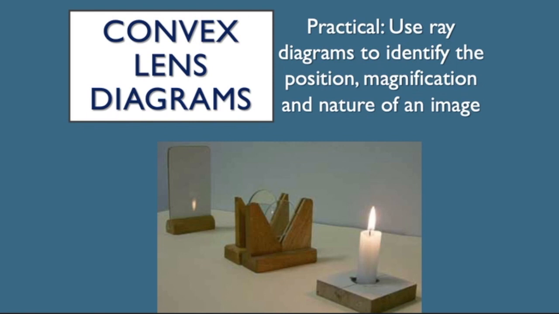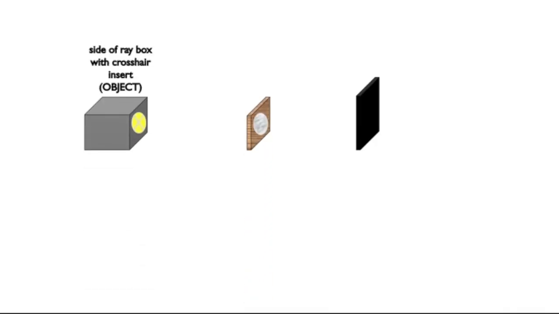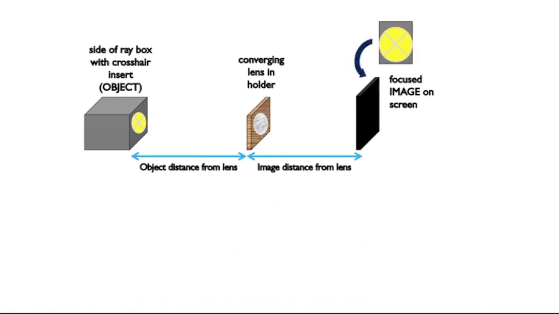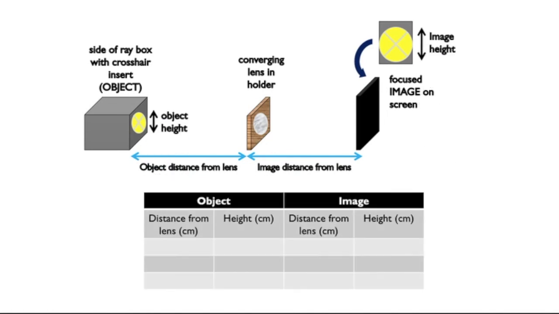You might use things like this in a practical looking at images and objects when you're looking through a lens. You might have a ray box with a crosshair, which would be the object. That would get projected through a lens and then focused onto a screen. Then you might take some distances: the distance from the object to the lens and the distance from the image to the lens. You could also measure the object height and the image height. And then you might want to fill in a table that looks like this, which compares the distance from the lens and the height of the object, and the same for the image.